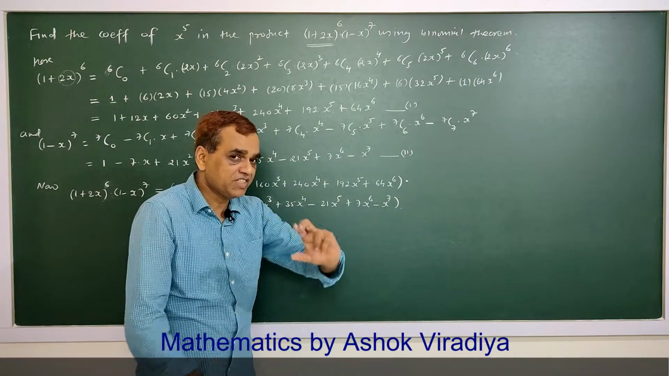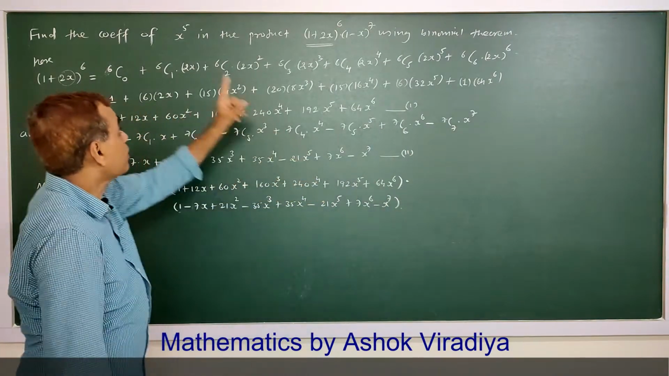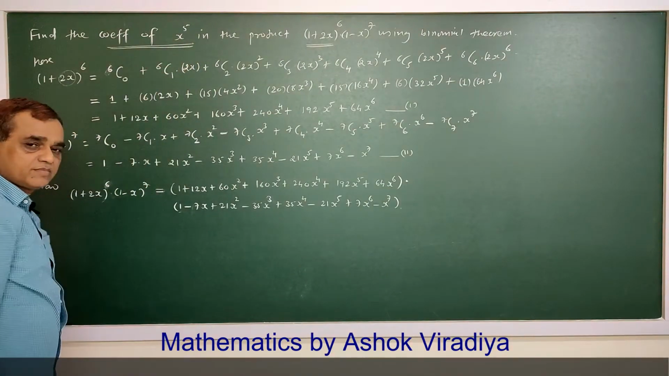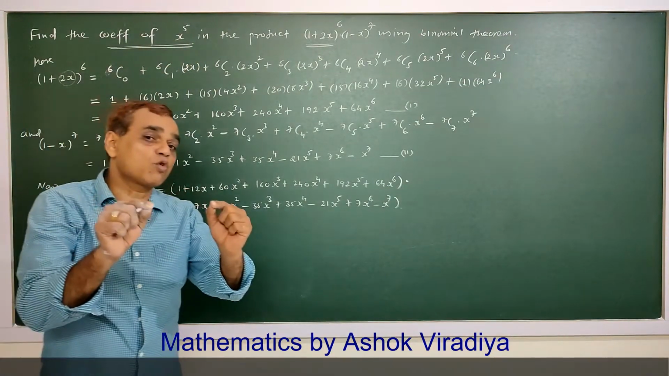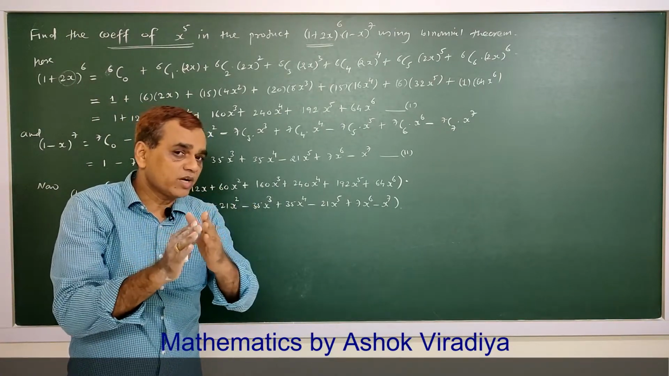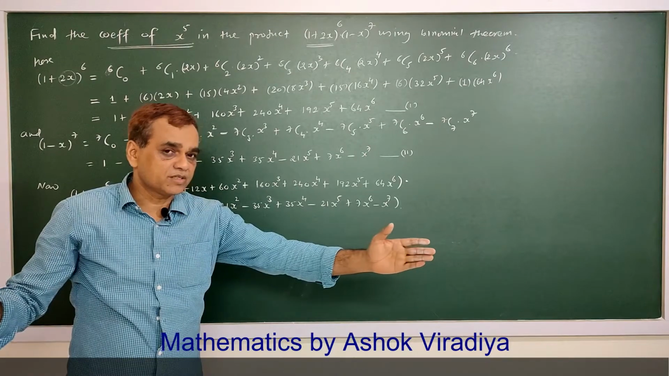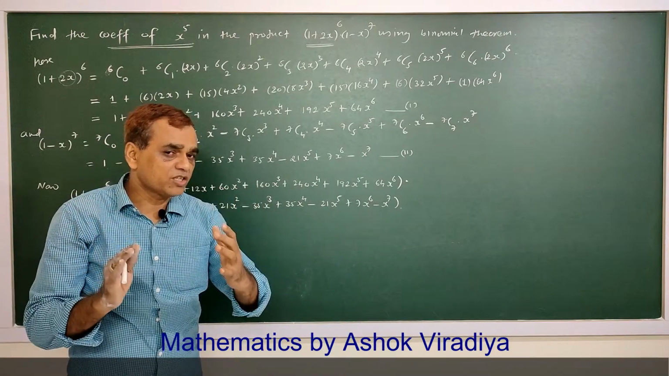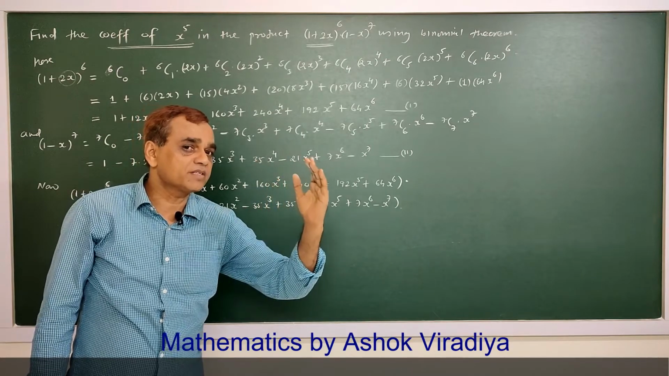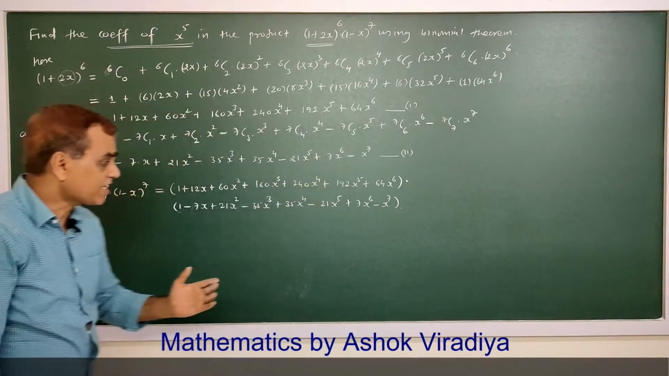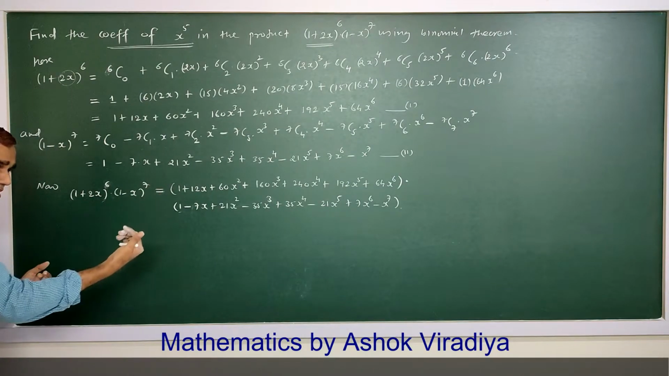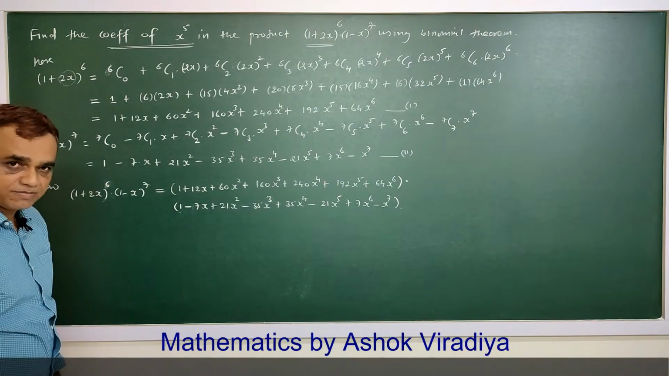From these 56 terms, we want to focus on the coefficient of x raised to 5 only. Because we want only the coefficient of x raised to 5, there is no need to write all 56 terms. We focus only on those terms in which x raised to 5 appears. So we do not expand this completely; we take only the necessary part from this expansion.